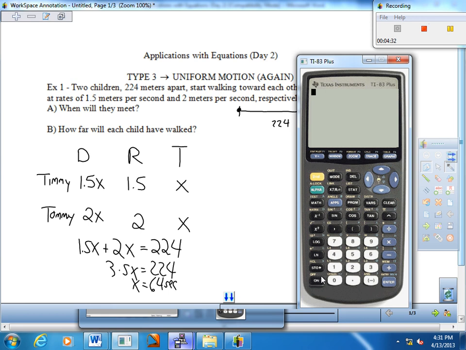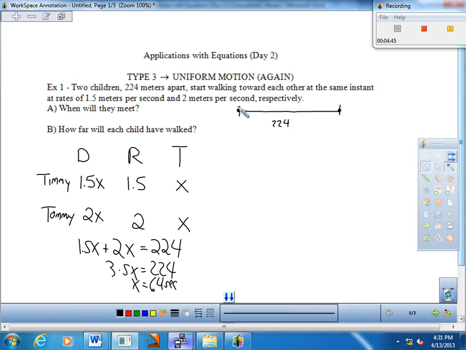So bring up my calculator there, 224. That's the distance between them. And divide by 3.5. Whew, okay, I was right. Good, so in this case, 64 seconds would do. All right, so 64 seconds was the answer right up here.